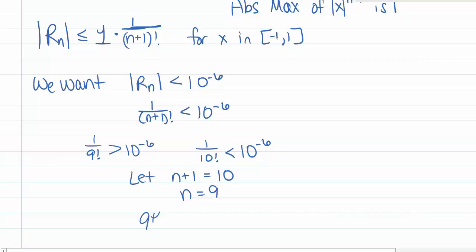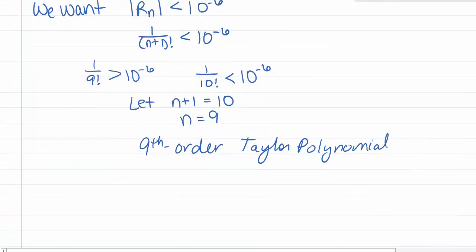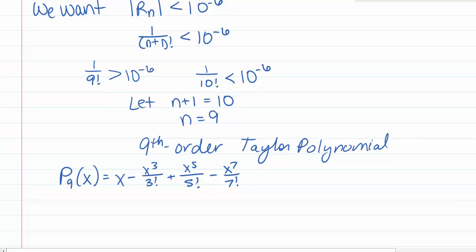So we need a 9th order Taylor polynomial to ensure that our error is less than 10 to the negative 6th on the whole interval from negative 1 to 1. And what would that Taylor polynomial look like? Well, we already figured this out. This would be x minus x cubed over 3 factorial plus x to the 5th over 5 factorial minus x to the 7th over 7 factorial plus x to the 9th over 9 factorial.